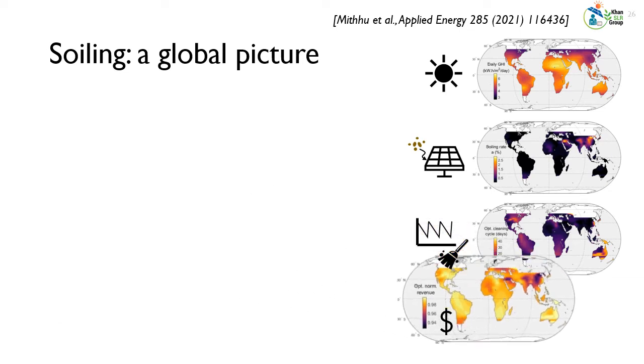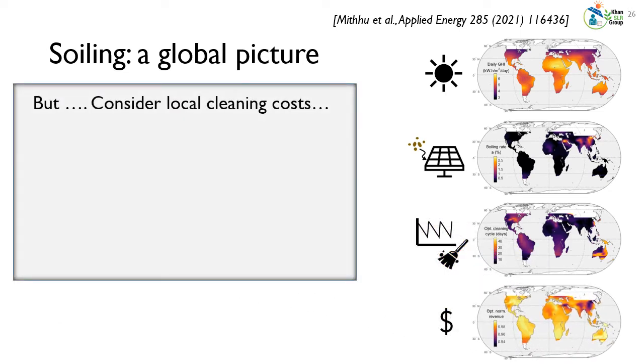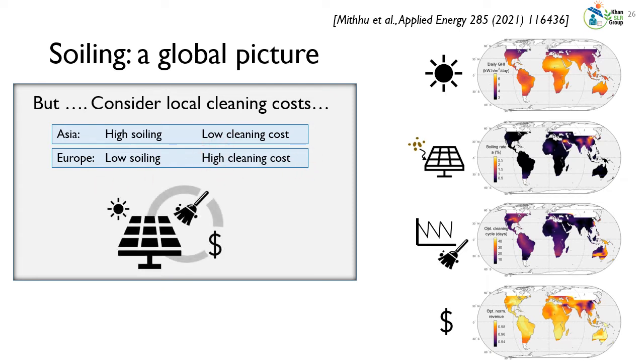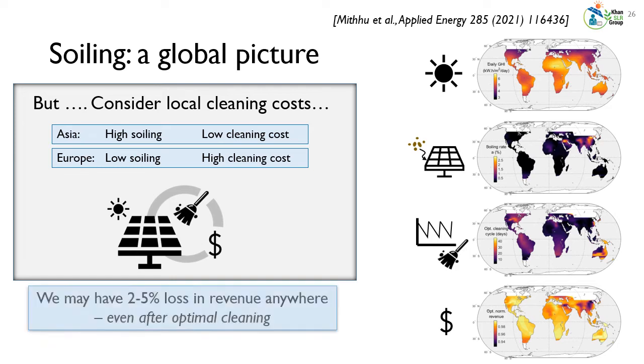Now, for all these calculations, we assumed a fixed tariff rate and a fixed cleaning cost, but that is not actually the case. In Asia, soiling is higher, but the cleaning costs are usually lower. If you go to Europe, the soiling rate is low, but the cleaning cost is very, very high. What happens in the end is that once you balance everything out, you have 2 to 5% loss revenue anywhere over the globe, even after optimal cleaning.